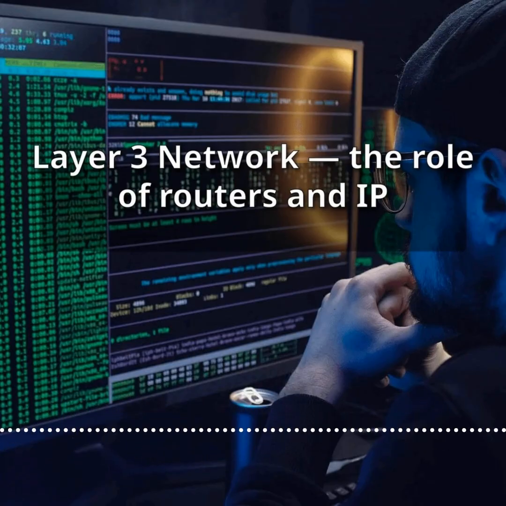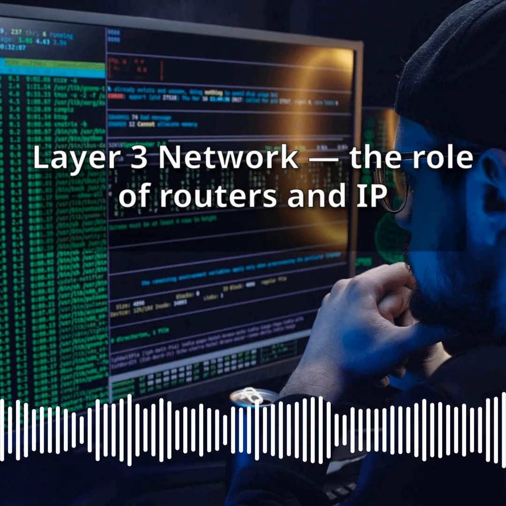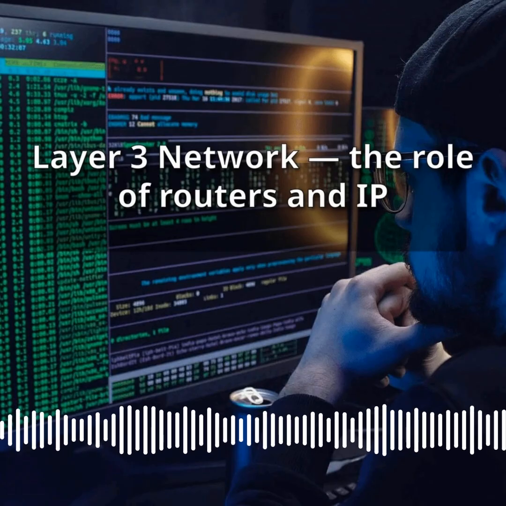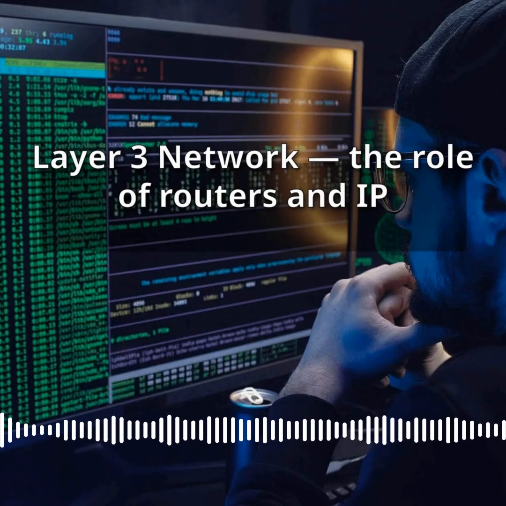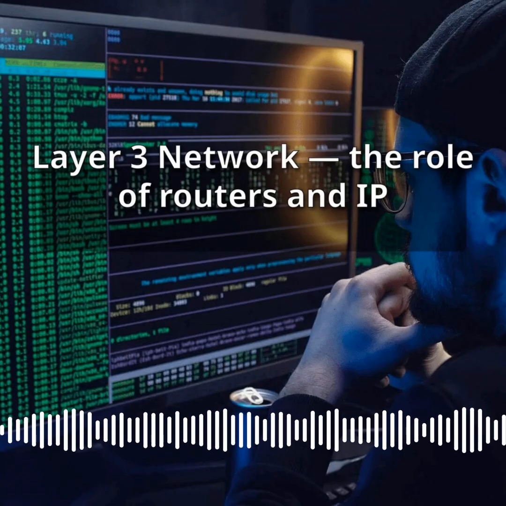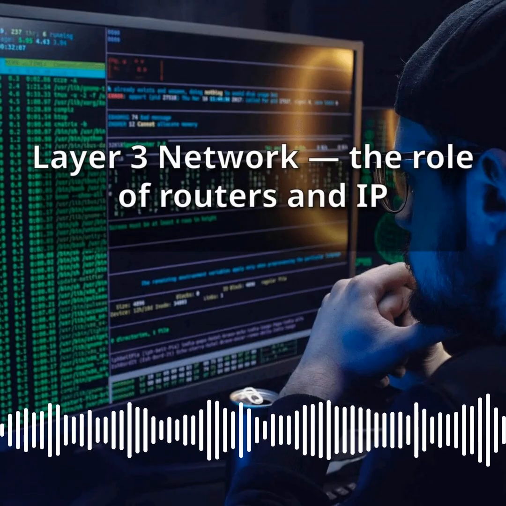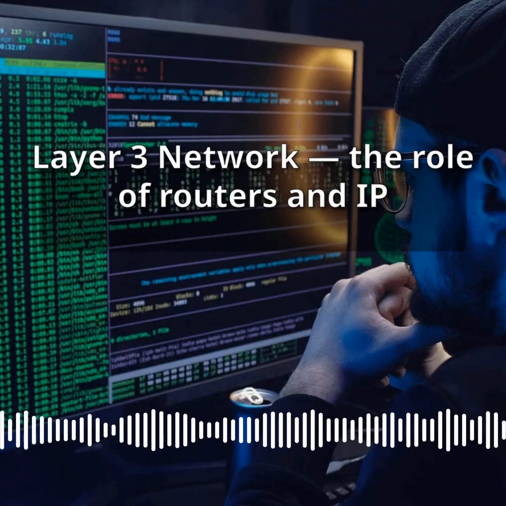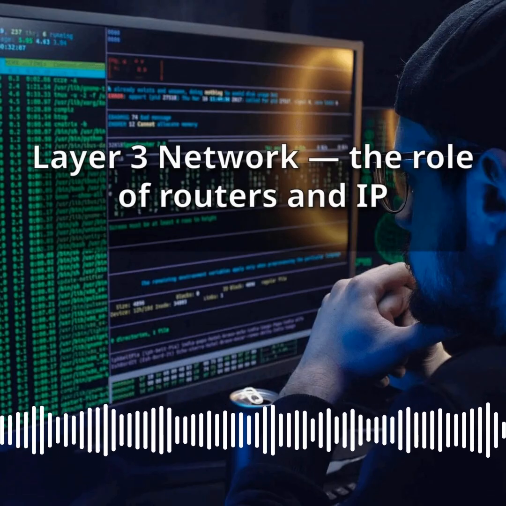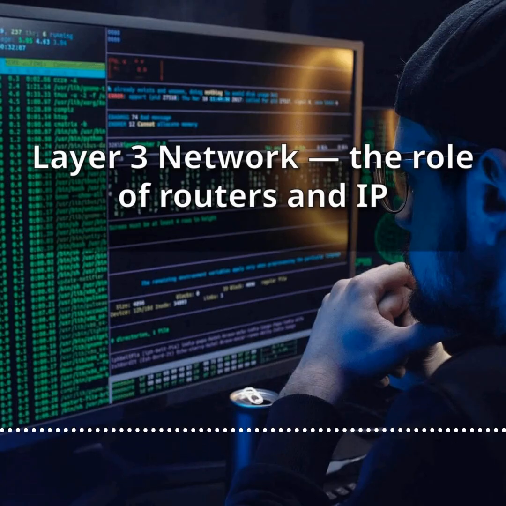At each hop, each router, the Layer 2 frame is stripped off, decapsulated, the IP packet is read, the destination IP is consulted against the routing table, and then a new Layer 2 frame is built for the next segment of the journey. The IP header, however, remains largely unchanged throughout the journey, except for the TTL decrement. This is a crucial distinction. MAC addresses change at each hop, but IP addresses stay constant from source to destination.